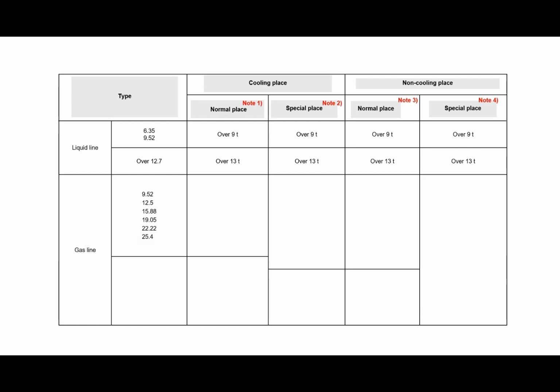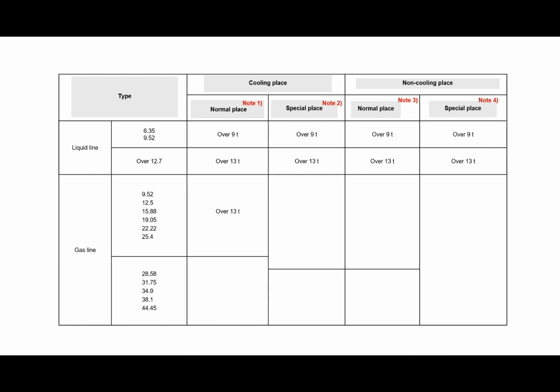So the gas line, the pipe size from 9.52 to 25.4, and this is the gas line pipe size 28.58 to 44.45. So now we are going to see the recommendation for the cooling place.